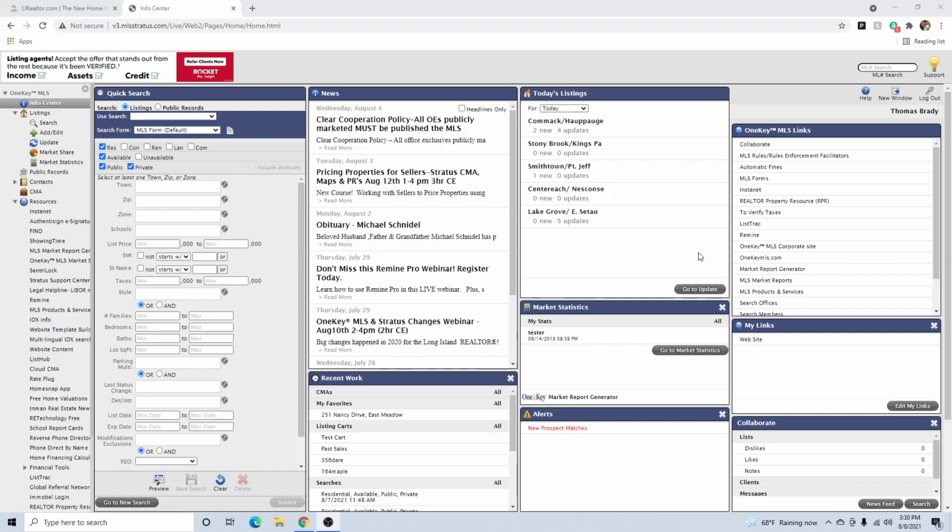This is Tom Brady with Vintage American Realty, and today we are going to do a New York State disclosure form for buyer and seller.